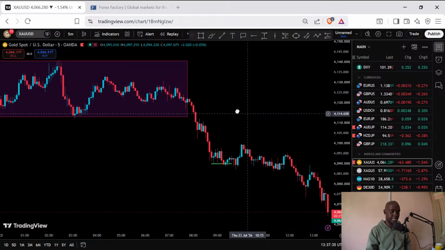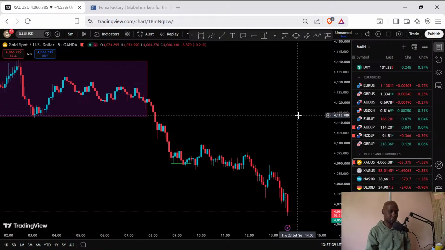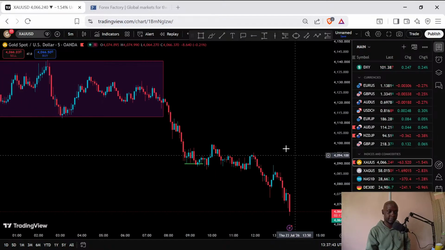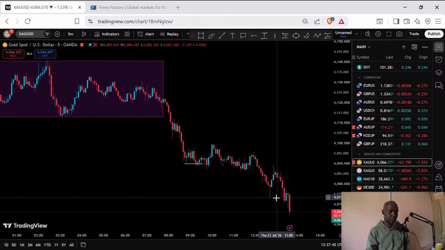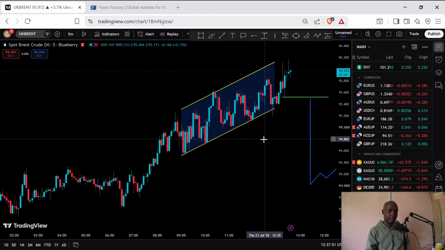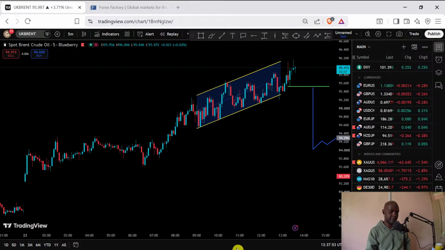So I'm no longer looking to get involved with shorts on gold, just because once we've trended for this long, we are more likely to get deeper pullbacks. My focus is on crude, but I'd like to know which pairs you guys have on watch.